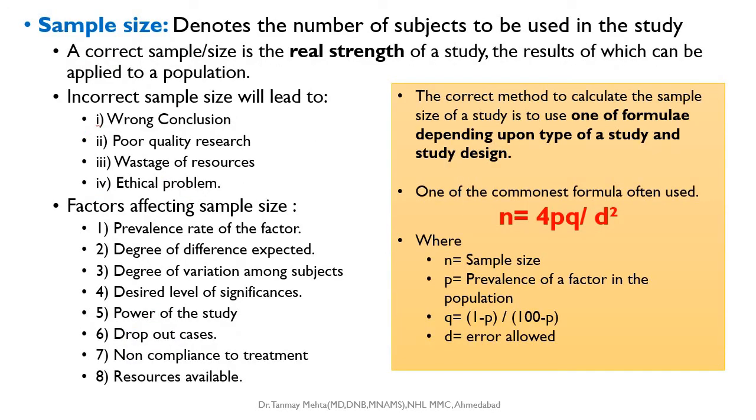Then you have to give the sample size, and that has to be not random. It has to denote the exact number of subjects that you want in your study, because it is the real strength. An incorrect sample size could lead to wrong conclusions, poor quality research, wastage of resources, as well as ethical problems, and we don't want that. There are many factors which could affect a sample size, like prevalence rate, degree of difference, degree of variation, desired level of significance, power of study, dropout rates, non-compliance, and resources available.